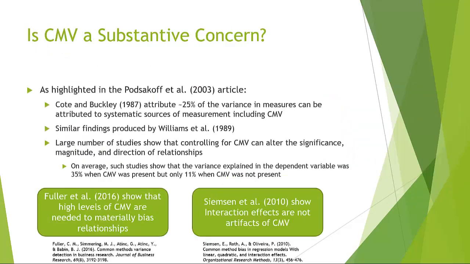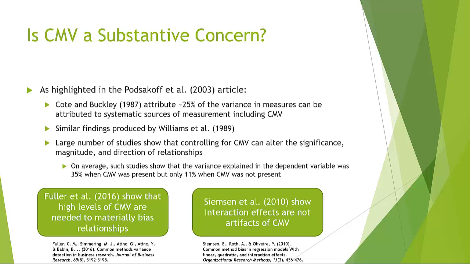So let's talk about the extent of CMV and why it's problematic. As the Podsakoff article highlights, Cote and Buckley found that approximately 25% of the variance in measures can be attributed to systematic sources of measurement bias, including common method variance. So it's very prevalent, and those findings were replicated by Williams et al.